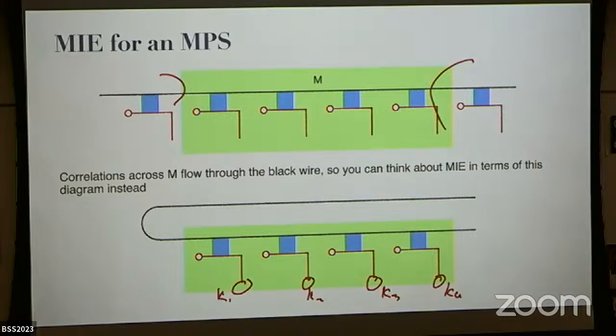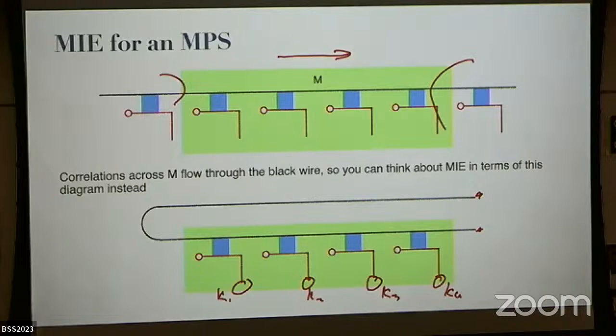If I think about this MPS as a process moving this way, then I want to compute correlations between the input and the output, and I know how to do that because we've talked about it repeatedly in the past few lectures. You send a Bell pair into the input and ask how much entanglement survives between this guy and that guy after the Kraus maps have been applied in between.